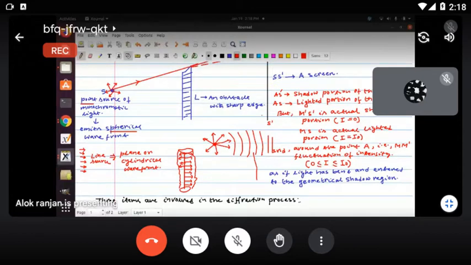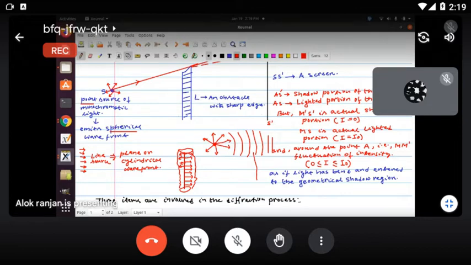So what we learned is that a point source and a line source will emit a spherical wavefront and a cylindrical wavefront respectively. If an observer is observing the wavefront coming from this light source at a very far distance, the observer should notice a plane wavefront rather than a spherical or cylindrical wavefront.